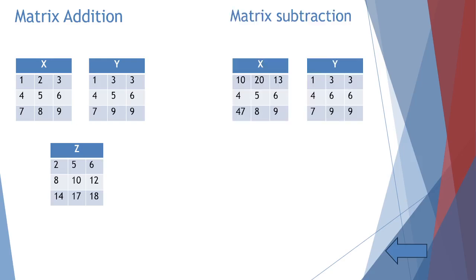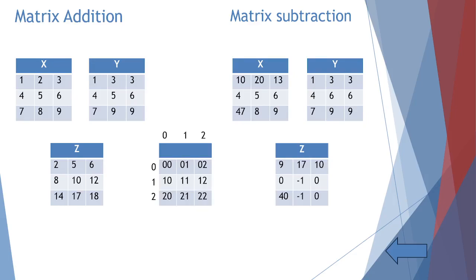Similarly, matrix subtraction. X and y, two matrices. 10 minus 1 is 9. 20 minus 3 is 17, and so on and so forth. For this, we need to access each element's address. The address is rows and columns. We know that 0 row, 0 column is address 0, 0. Then 0, 1, 0, 2, 1, 0, and so on and so forth.